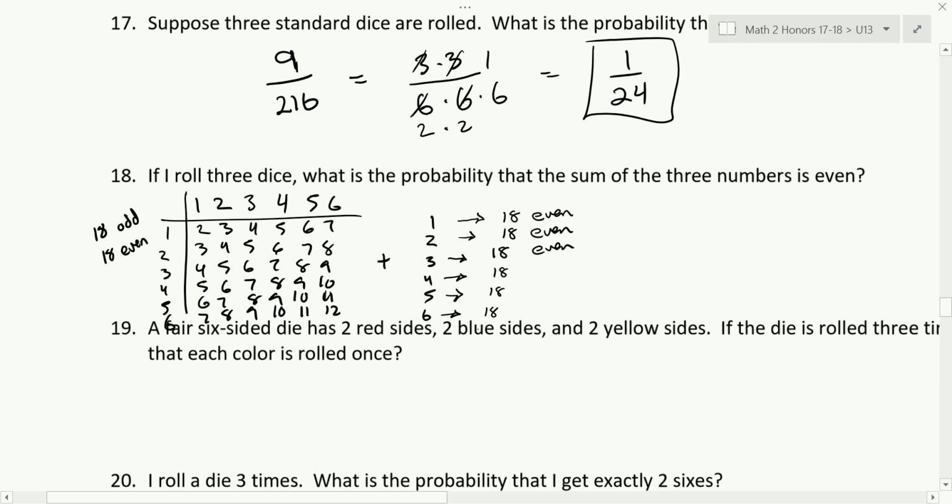Okay. Can you see what the probability is going to be? Yeah? It's going to be half. Half of them will be even, half of them will be odd. But let's continue this process. So we have 18 times 6 out of 6 to the 3rd power. And start reducing this. We get 3 out of 6, which is 1/2.